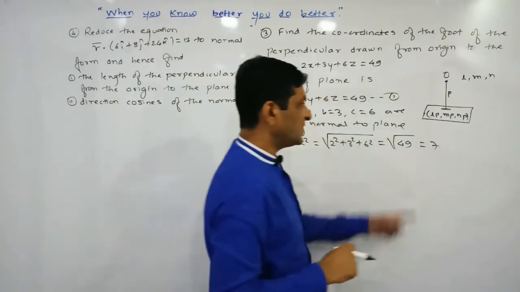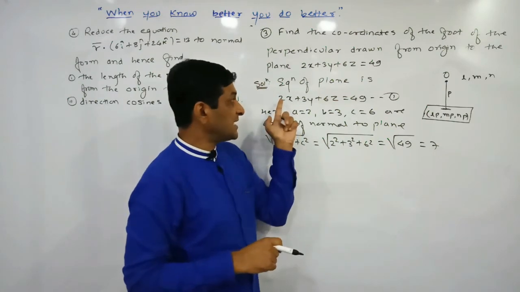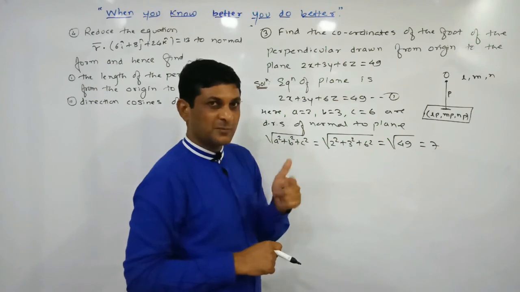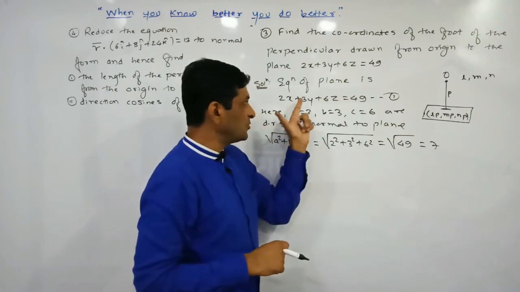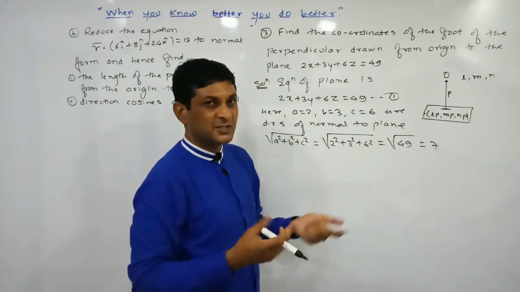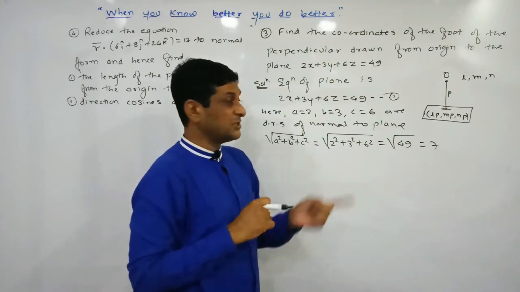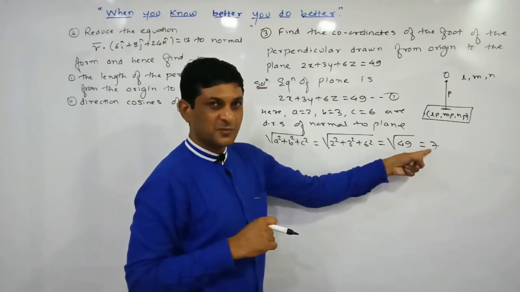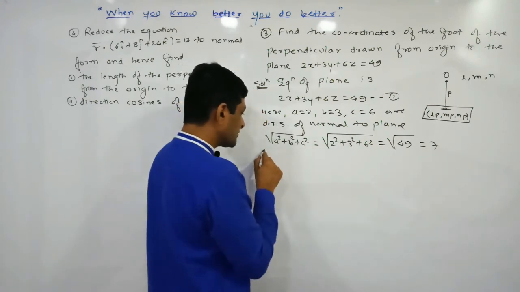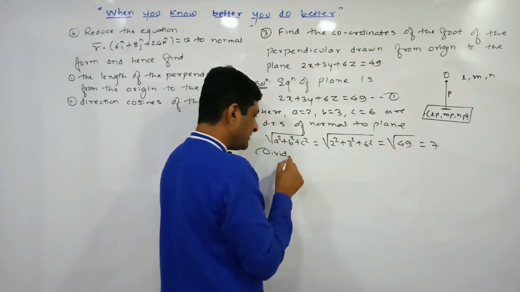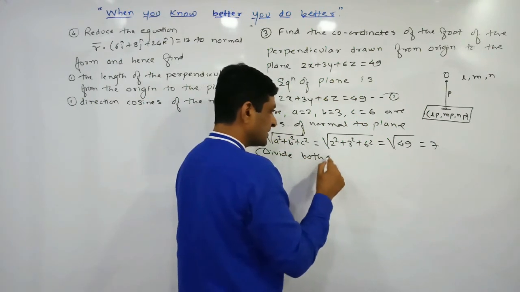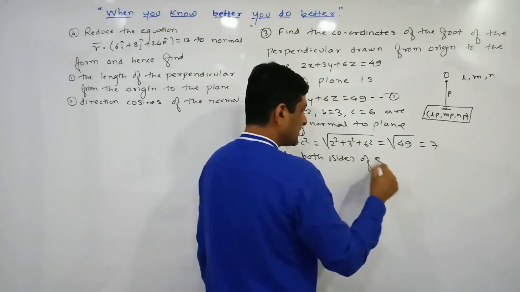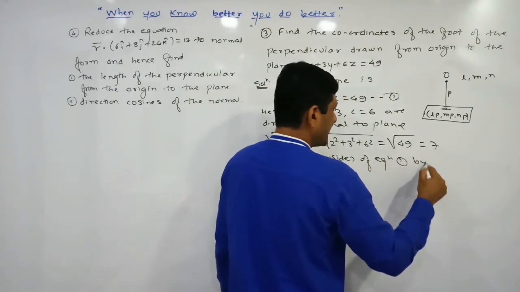And what is the square root of 49? 7. So now once this value is known to us, so these are what? A, b, c. And this is the value of what? Under root a square plus b square plus c square. So then a upon under root, b upon under root, c upon under root are nothing but what? Direction cosines. Means in short, to convert this equation into normal form, we have to divide this equation on both sides by what? 7. So divide both sides of the equation by 7.